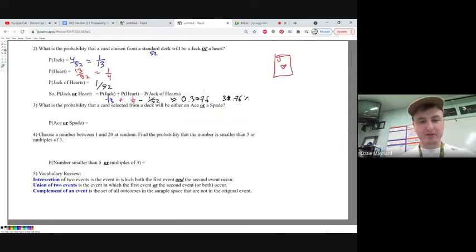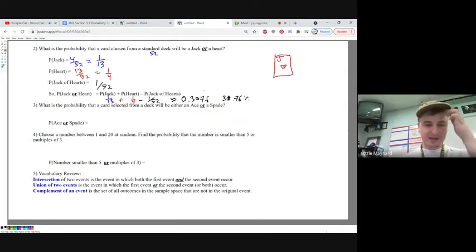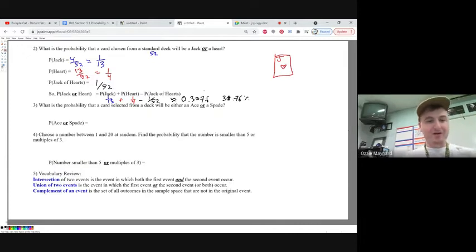What's the probability that a card selected from a deck will be either an ace or a spade? So how many aces are in a deck? Okay, there are 4 aces out of 52. How many spades are there in a deck? It's the same idea as hearts. 1/4 of our cards are spades. And then how many aces of spades do we have? An ace of spades. Do we have such a card?